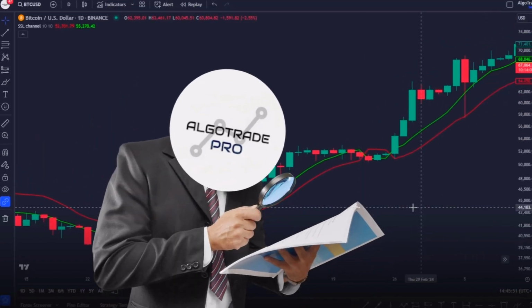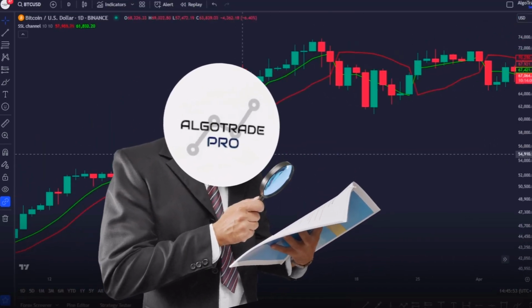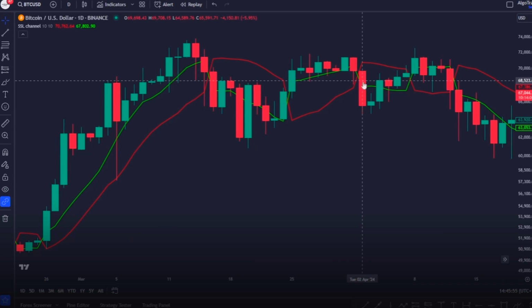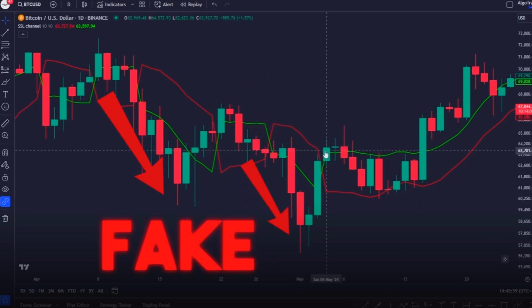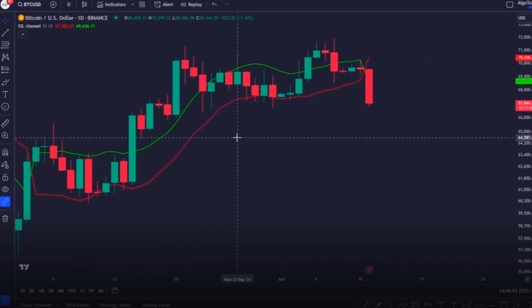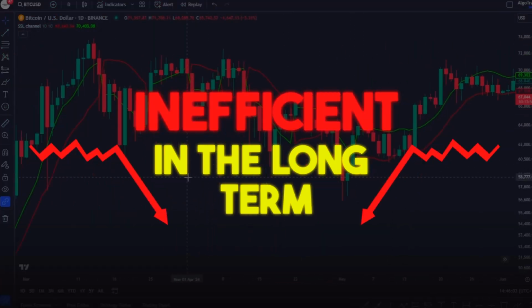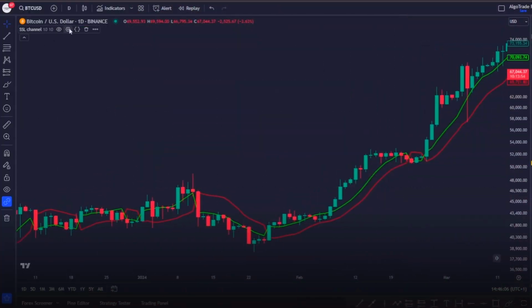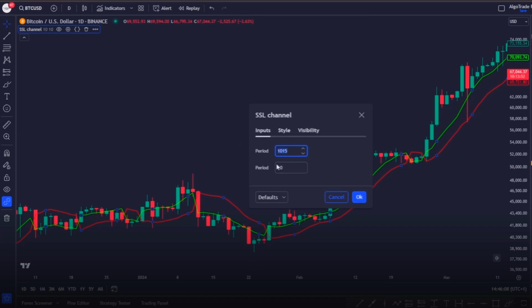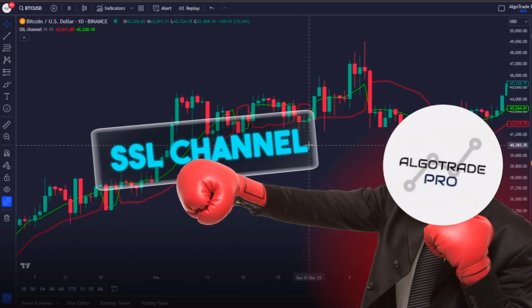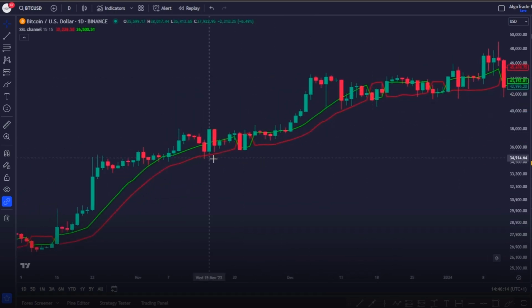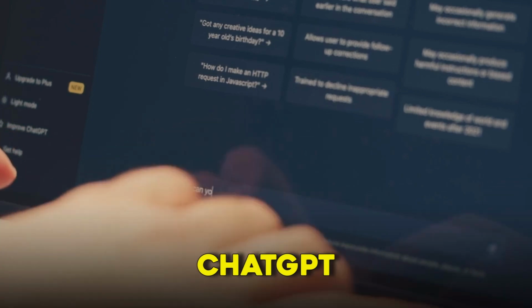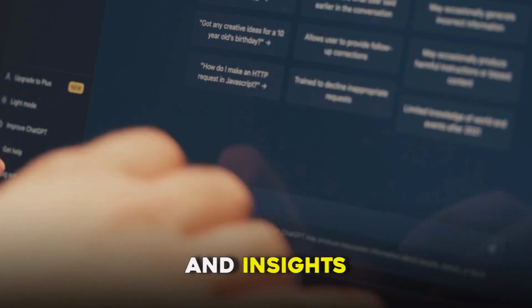However, upon closer analysis of this indicator, you may notice that it reacts very quickly to price changes and produces many fake entry signals, being in this way inefficient in the long term. Of course, you can adjust its settings to make it somewhat smoother, but even then, it may not be sufficient. Therefore, in an attempt to improve its performance, I will use ChatGPT to provide me with advice and insights.